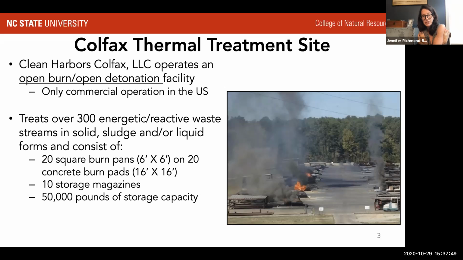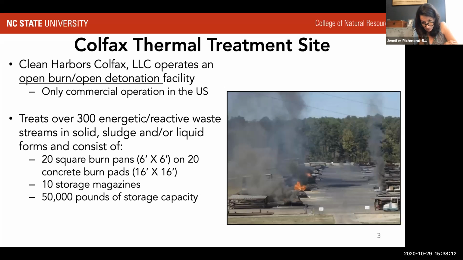What they do is basically treat energetic reactive waste, a lot of military munitions. They take in fireworks from Disney World. I was trying to think of some kind of play on the most magical place in the world. This is definitely not that.